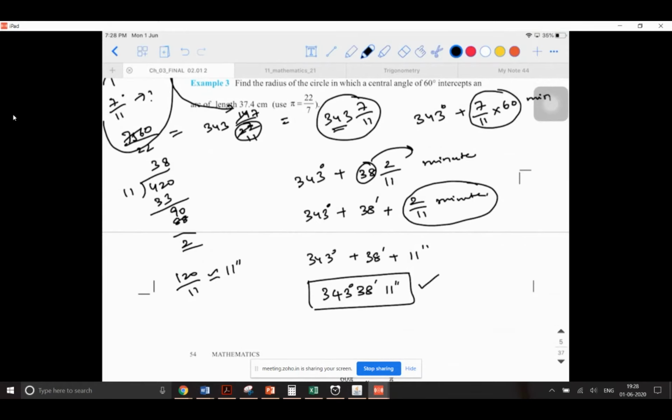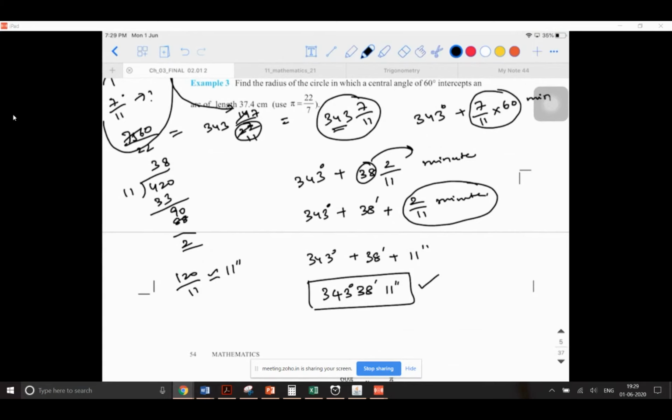Are you people clear with this? So I'm telling you again, first time when you're doing, some of you might feel it difficult, but trust me, you do 2-3 problems, it is going to be easy. Just a simple conversion.